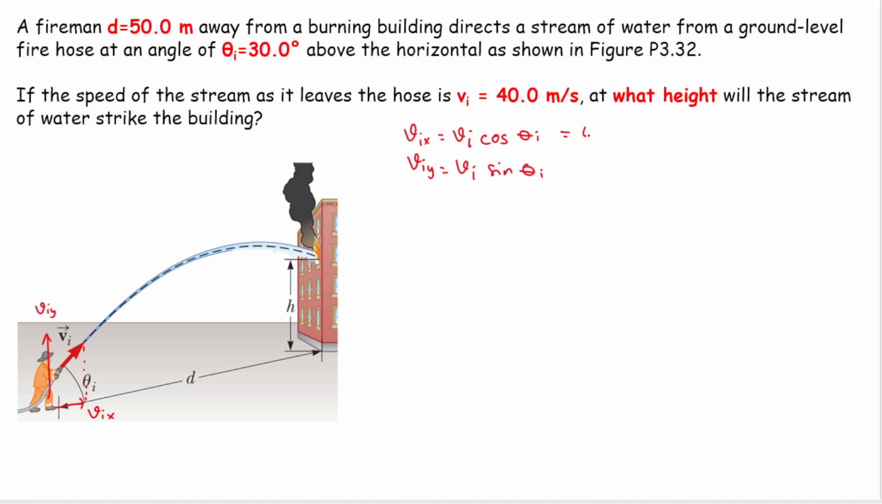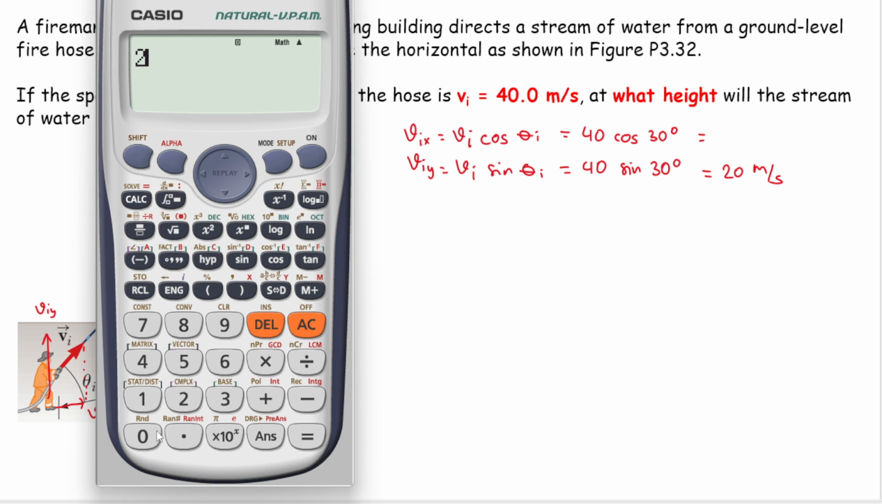We will have 40 times cosine of 30 degrees, and also 40 sine of 30 degrees. The easier one to calculate is this one. So I will have 40 times 1/2, right? So we'll have 20 here, and the unit is meter over second. And this one will be 20 square root of 3, but I need the decimal number. So we'll have 20 multiplied by square root of 3.